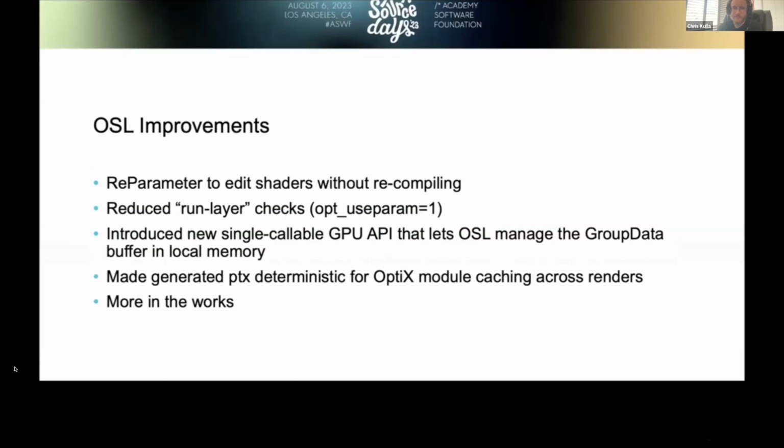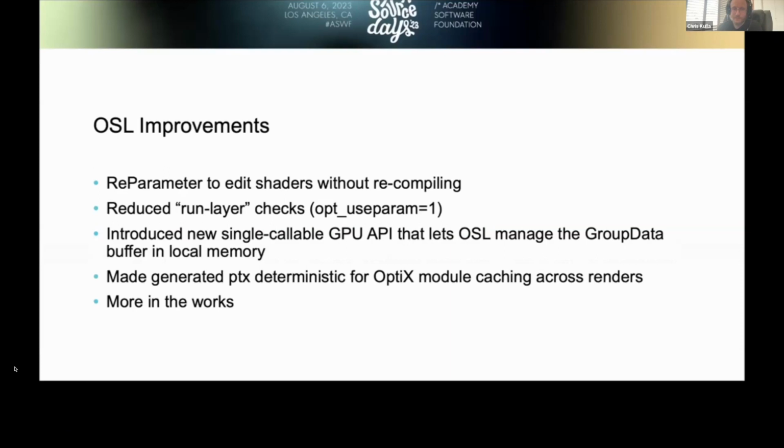Additionally, we've made some other improvements on the GPU side that everyone can benefit from. The biggest is the new reparameter mode that lets users edit shader parameters without recompilation for instant rendering feedback. We've also reduced the GPU's code gen footprint quite a bit by removing a bunch of run layer checks when reading parameters connected to layers that are guaranteed to already have run. This also removes a bunch of group data reads.